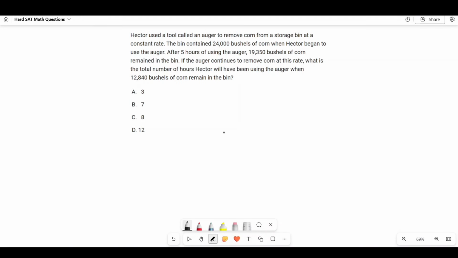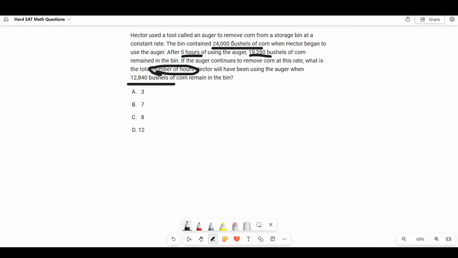So in this next question, it's an algebraic word problem that states that this bin has 24,000 to start with, and after 5 hours, there's only 19,350 left. And they're asking, if it continues at this rate, what is the number of hours? So we're looking for the number of hours when there are only 12,840 bushels left. So in this case, I would use proportions. So I would do bushels over hours.